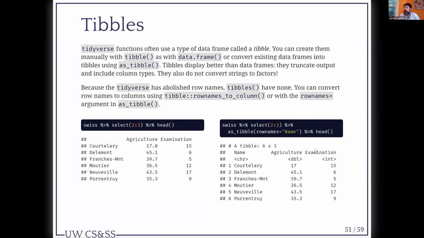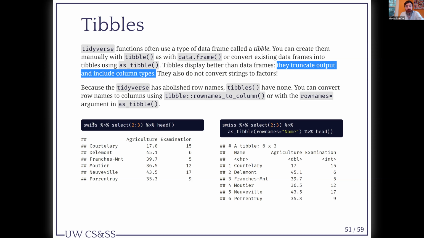So a little aside here, I want to talk about tibbles, the most adorably named object in the R universe. So tidyverse functions often use a type of data frame called the tibble. You can create these manually with tibble using the same syntax you would use in data frame. You can also convert data frames into tibbles using as tibble, okay? A tibble works basically like a data frame, but they display a little bit better by default in your R console, your R Markdown documents. So what they do, for instance, is they will truncate the output and they will also display column types.